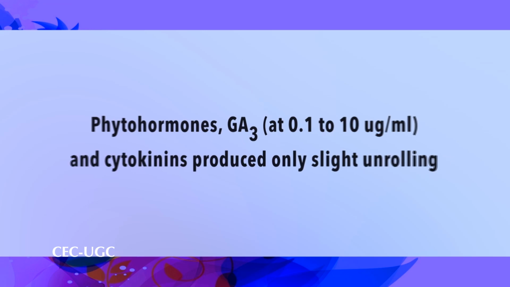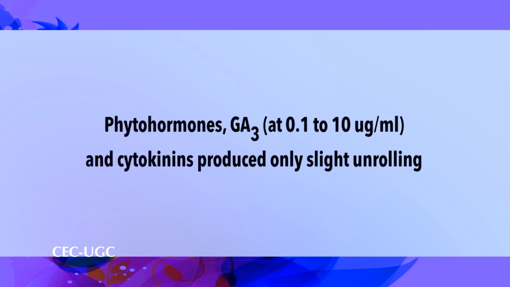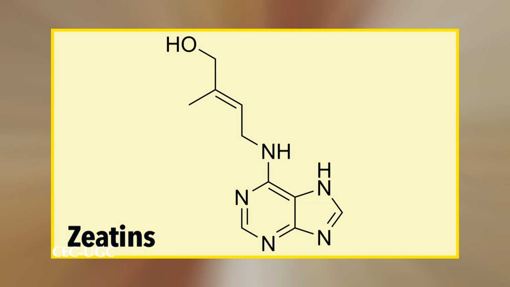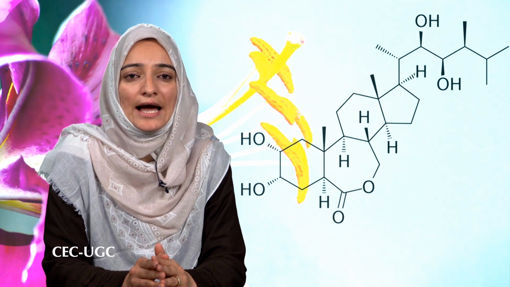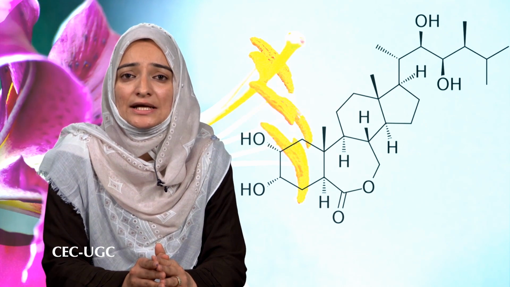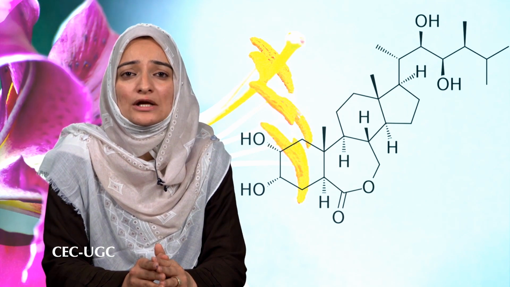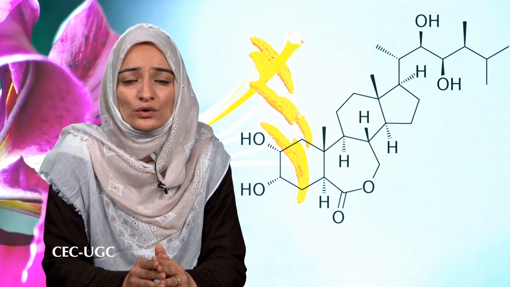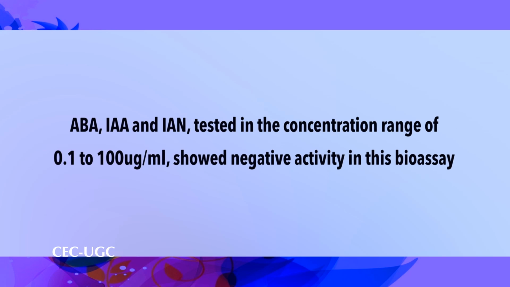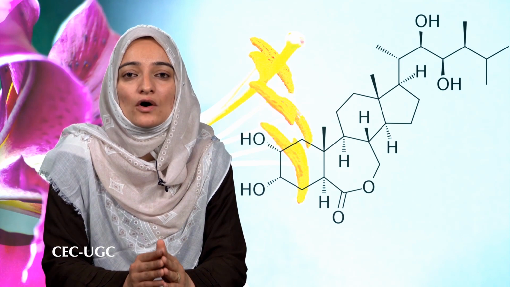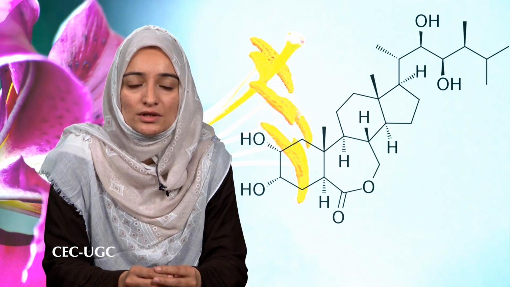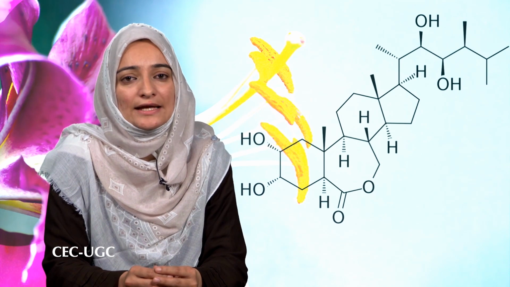Phytohormones like GA3 and cytokinins produced only slight unrolling. Zeatin had rather strong activity, leaf segments fully unrolling at 1 microgram per ml, its lowest effective concentration being lower than 0.001 microgram per ml. ABA, IAA and IAN tested in the concentration range of 0.1 to 100 microgram per ml showed negative activity in the bioassay. The slight unrolling of the control segments during incubation was avoided by treating with any one of these compounds.